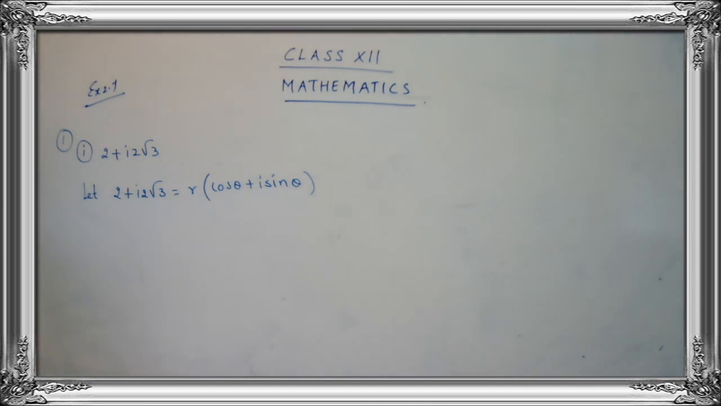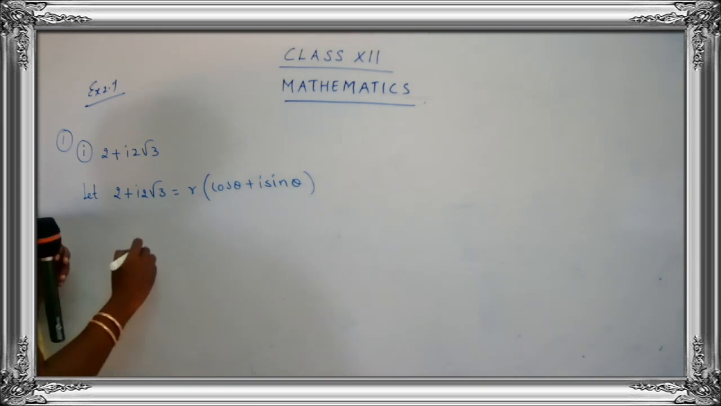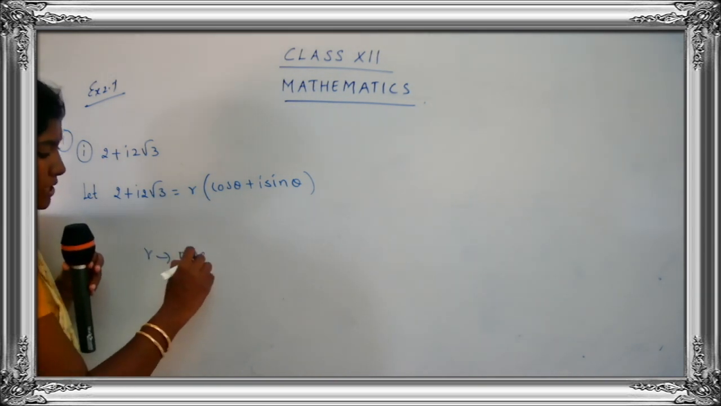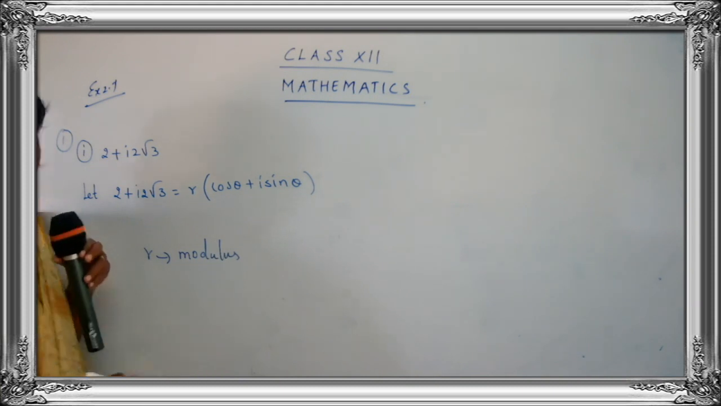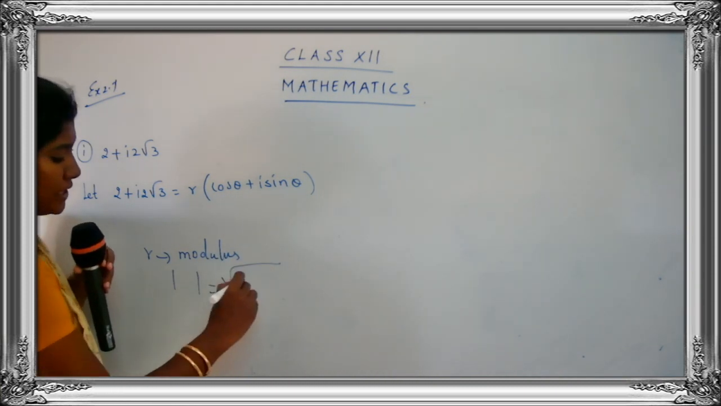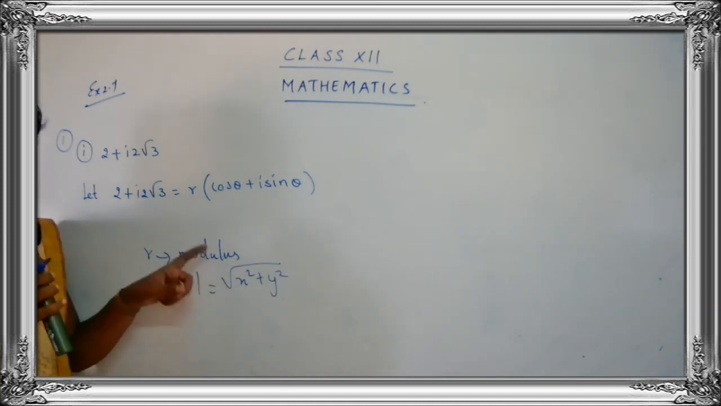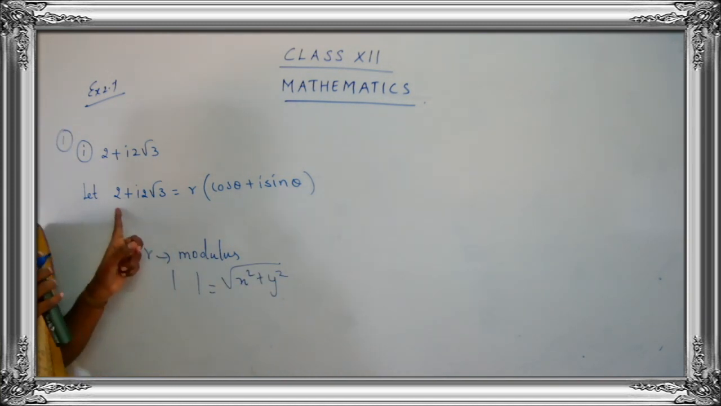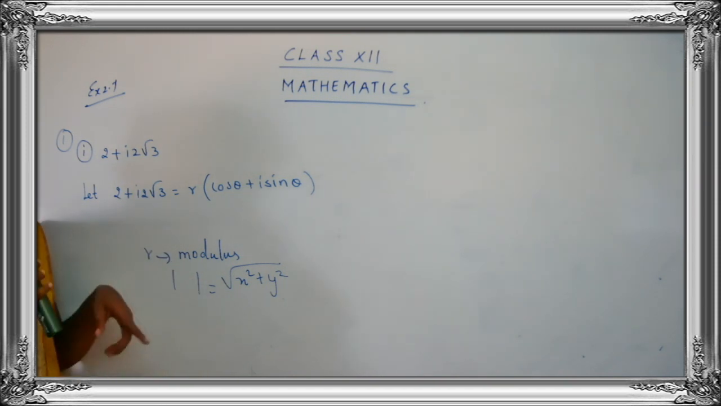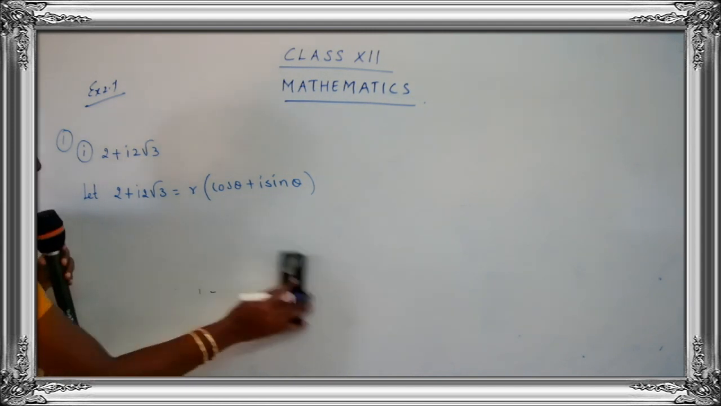So here the first thing is we are going to find out the value for r, and already I have given you the meaning of r. What is the meaning of r? R is denoting the modulus. And you know how to find out modulus. Modulus is square root of x square plus y square. That is, you are going to find the square root of the real part square plus the imaginary part square. So let's find out the value for r.